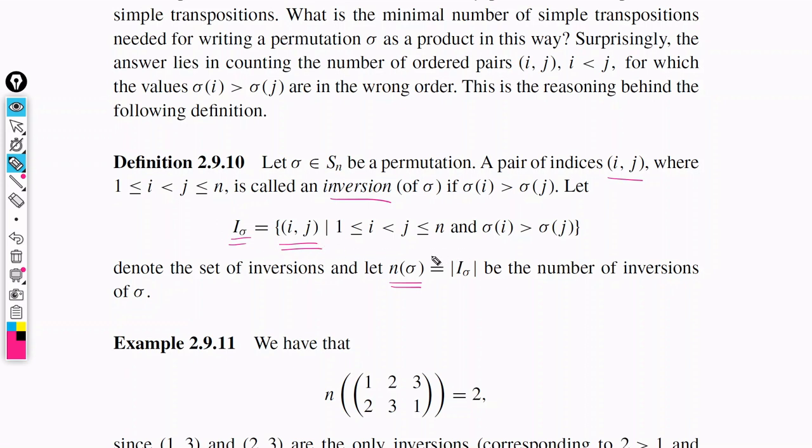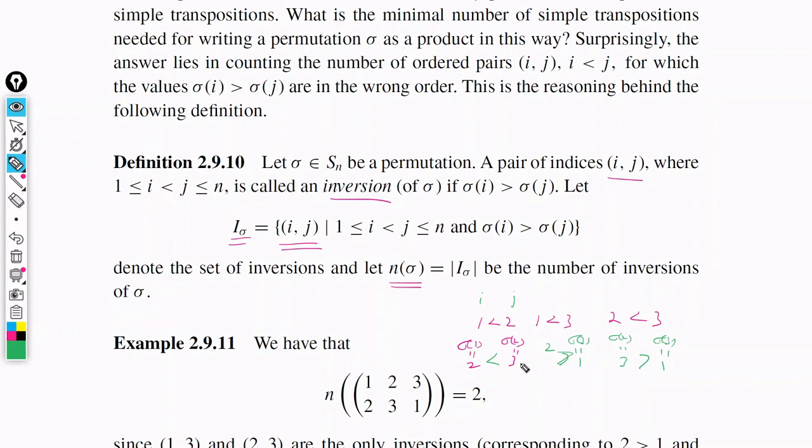For example, consider the permutation where 1 goes to 2, 2 goes to 3 and 3 goes to 1. What are the inversions? It is clear that the maximum number of inversions in this example is only 3, because the first condition is that i should be less than j. It is clear that we have only 3 options: 1 is less than 2, 1 is less than 3 and 2 is less than 3. Next you have to check which are the inversions. Consider the first one. Here i equals 1 and j equals 2. So what about sigma(1)? Sigma(1) is 2. What is sigma(2)? That is 3.